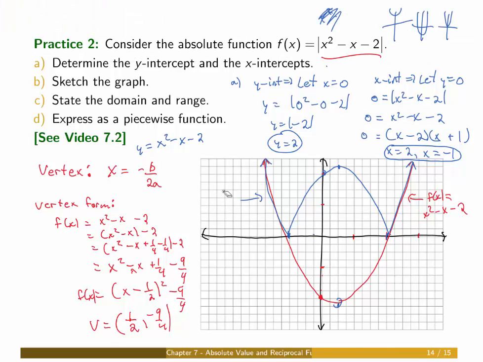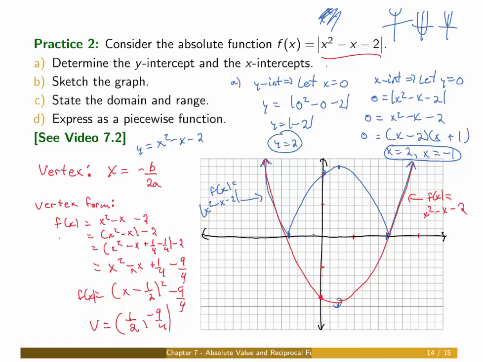In blue, you have the graph y equals the absolute value of f of x, where f of x equals x squared minus x minus 2. Okay, and so there you have it. That's basically how you would do these questions.